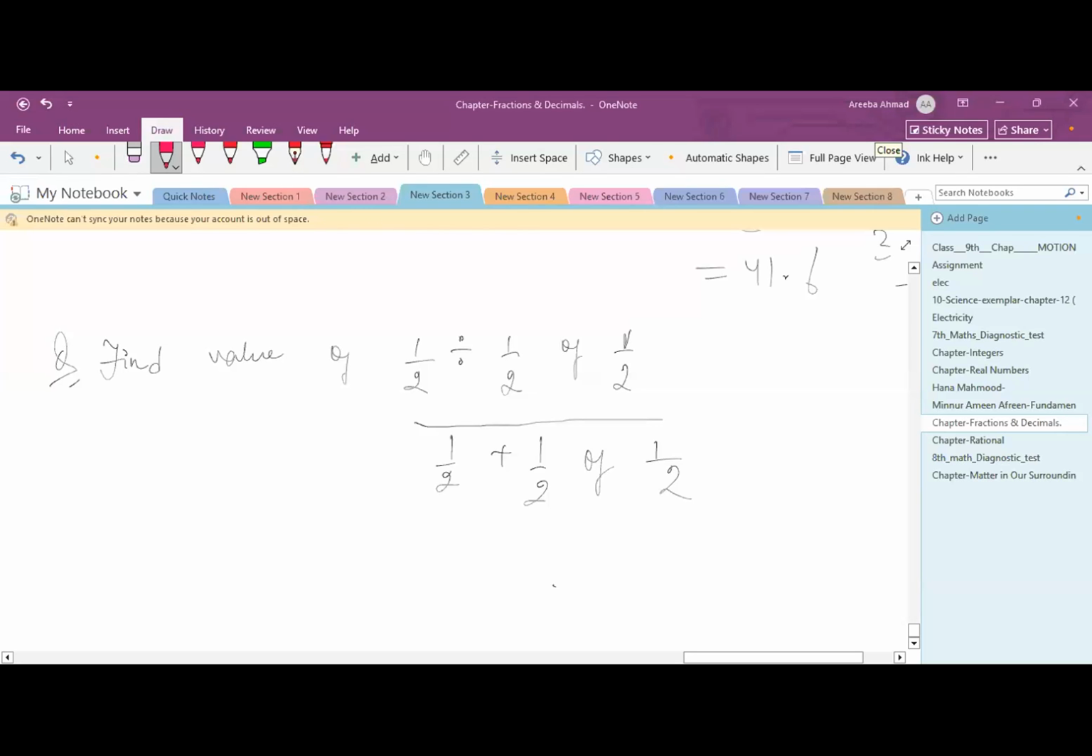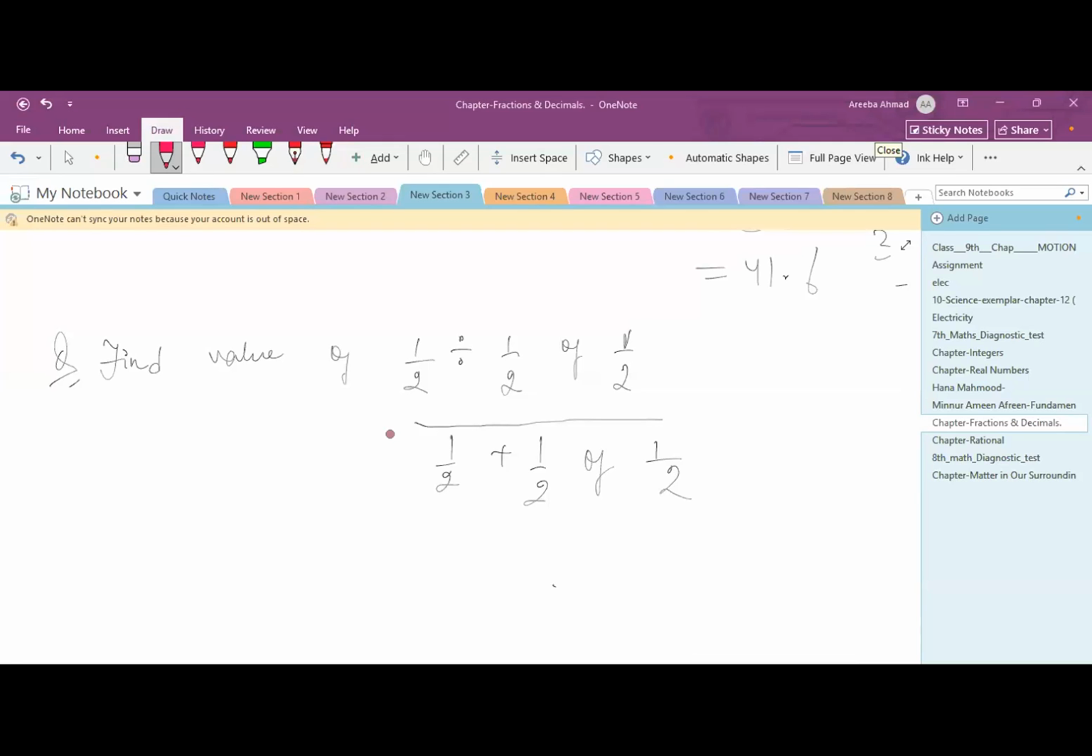The actual answer is coming out to be 2 by 8. No, it will be 2 by 3. Let me show you. Just a second. Tell me, is my screen being shared? It's loading. Now is it being shared?